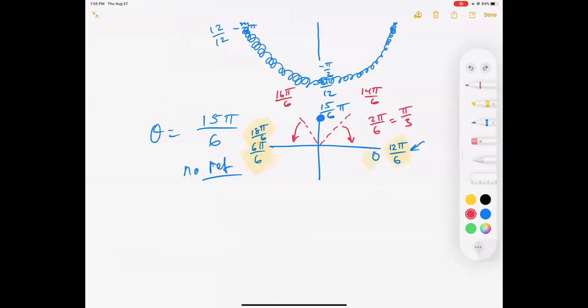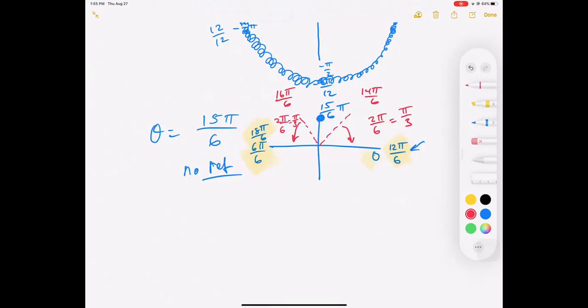Let's look on the other side. 16 to 18. What do you think the difference there is? If I climb back down, it's going to be 2 pi over 6 again, because I need 2 more to come back down, because we always want to get back to the floor. This reduces to pi over 3.